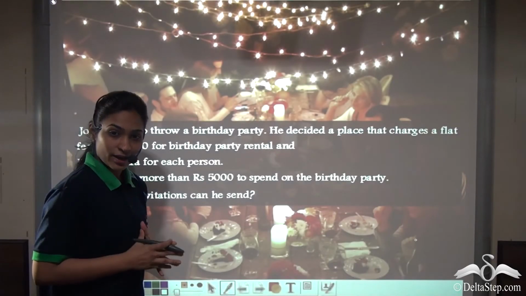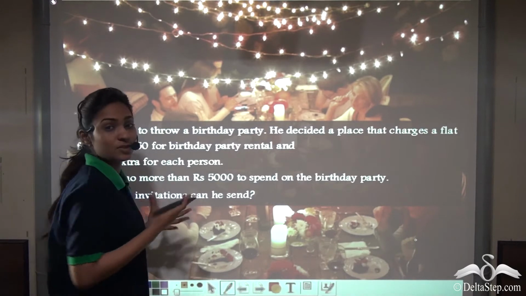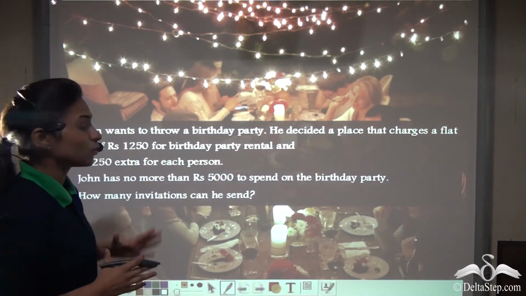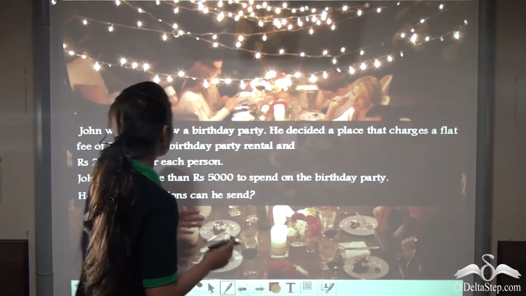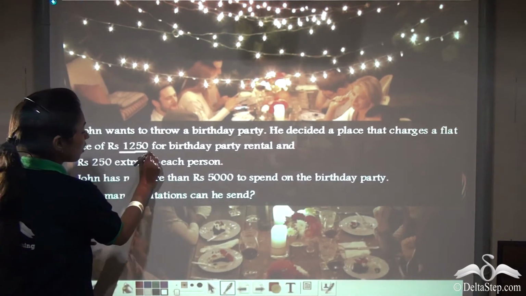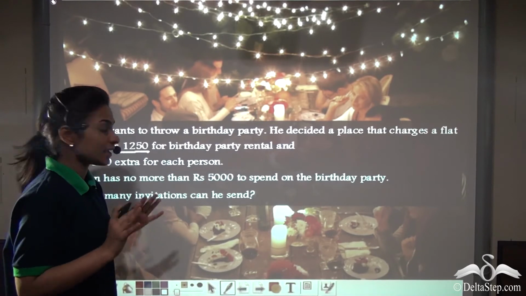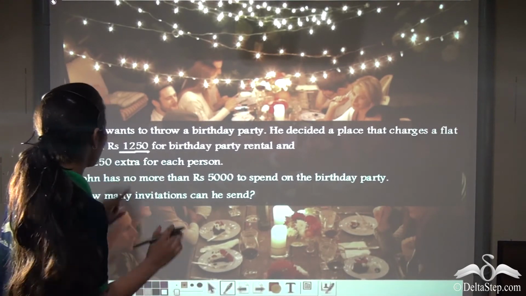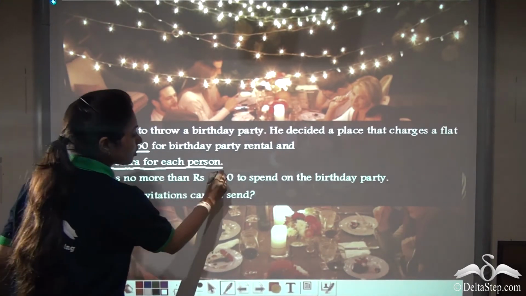You know how to solve inequations? Now you will see how solving inequations helps us in solving problems in our real life also. Here, John wants to throw a birthday party. He decided on a place that charges a flat fee of rupees 1250 for a birthday party. So, if he rents that place, he has to pay 1250 for his birthday party. Now, they have a condition where they have to pay rupees 250 extra for each person.